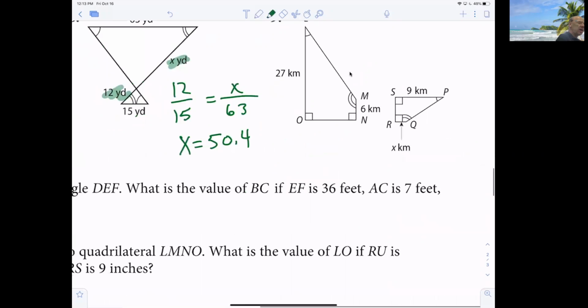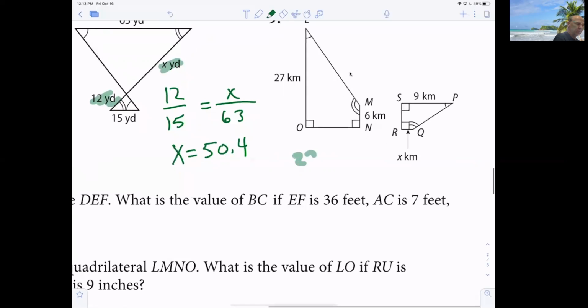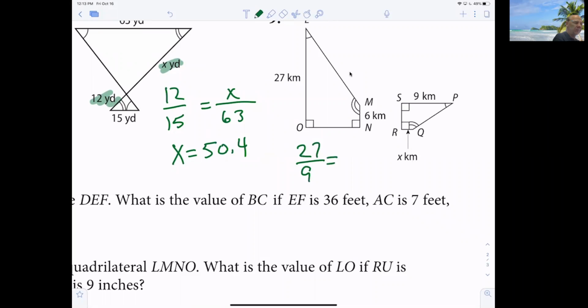Here we go, number 9. Okay, so you would do 27 over 9, and it's equal to 6 over x. Now, does everybody see they tried to mess me up here, right? 27 over 9 is equal to what? 6 over x. Yes. Everybody see what they did? They tried to move the figure around on you to try to throw you.